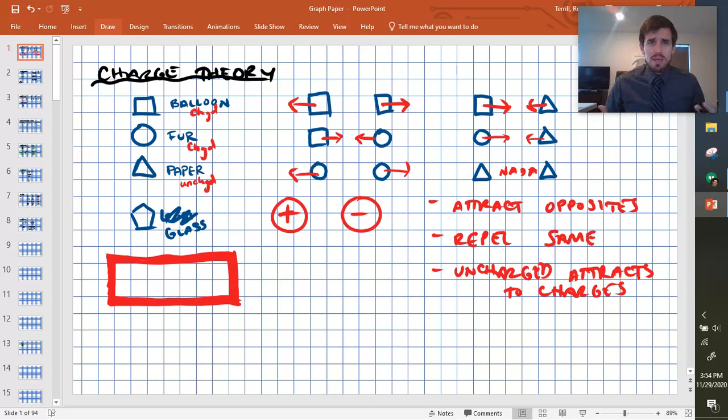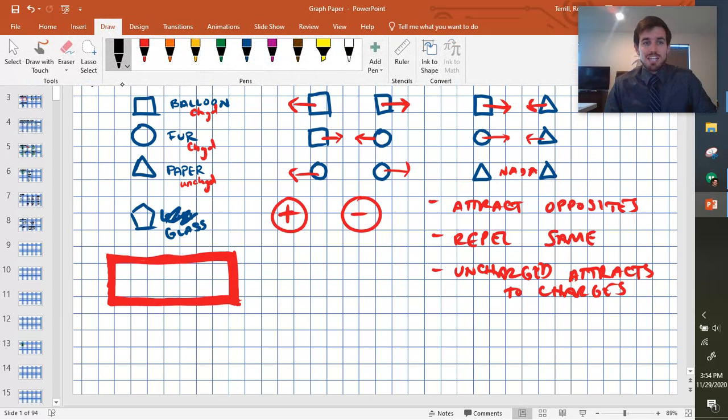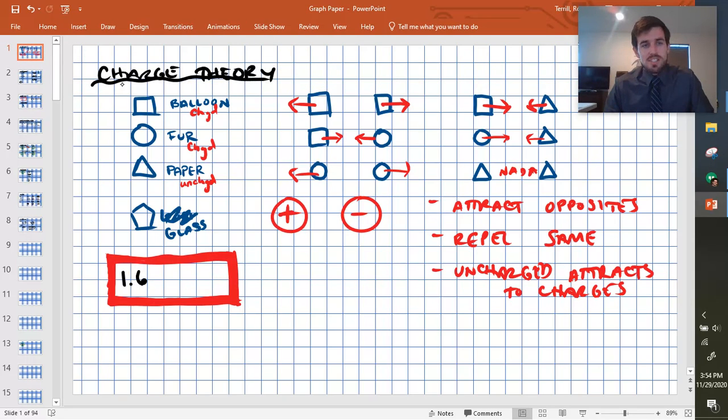Okay, so now that we've talked about that, this is stuff that they've known for a long time, and it turns out they kind of did a bad job because when they decided what was going to be positive and negative, they had no idea what was really responsible for all that, which was electrons. And so electrons actually carry charge, and they have a charge of 1.6 times 10 to the negative 19. The units are called coulombs.